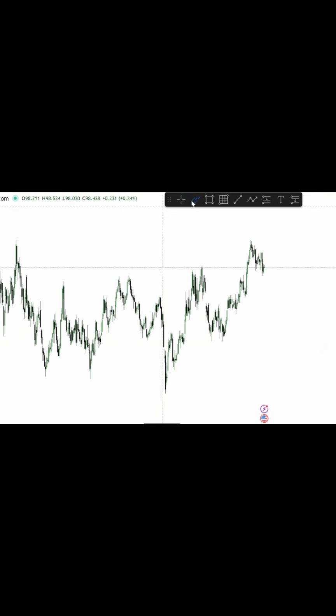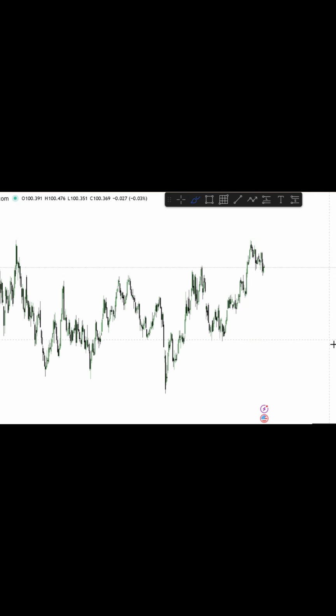Starting off with DXY on the daily time frame, we can see that we've had that break of structure towards the upside, and this is the current swing range that we are trading within. Now, from a market structure perspective, we are trading after this break of structure, so it would make sense to see some downside on the dollar. I'd like to see some downside towards points of liquidity, which would be these two lows over here.